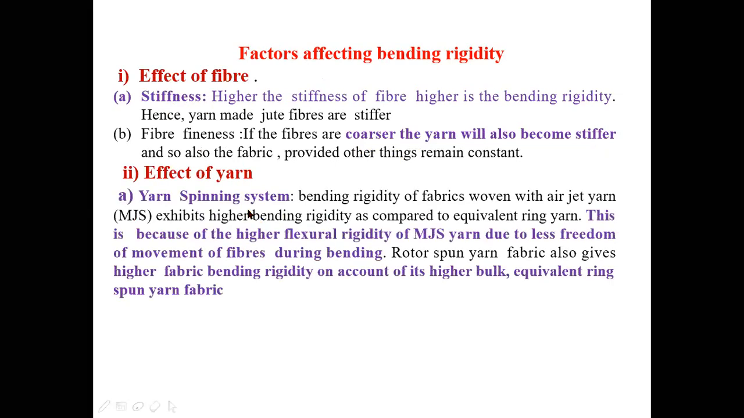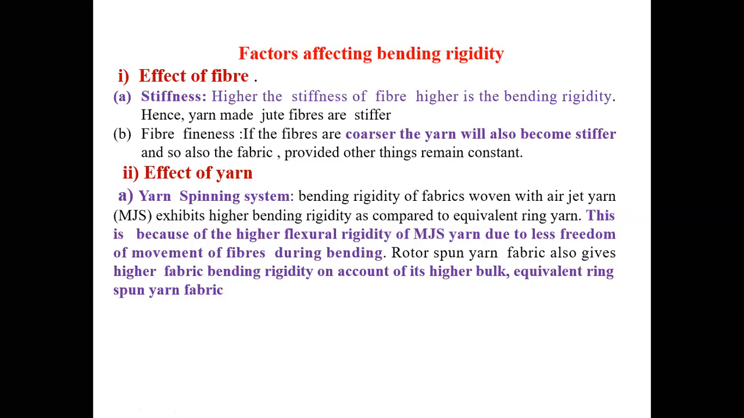The spinning system has a very good effect on the bending rigidity of the fabric. So let us consider two yarns. One is spun in the ring spinning system, another is spun in the air jet spinning system. Now from the structure of the air jet spinning system, you know that there are two parts in the air jet yarn. One is the core fibers. The core fibers are almost parallel to the axis of the yarn, and there are the wrapper fibers.